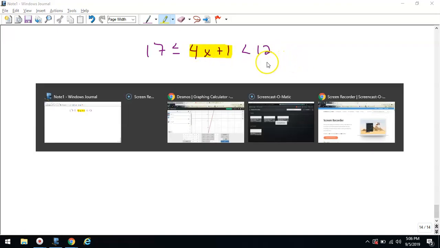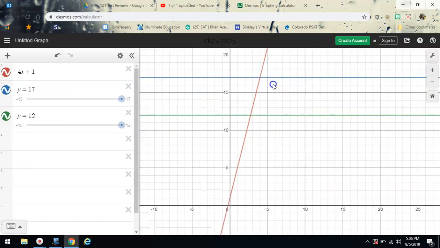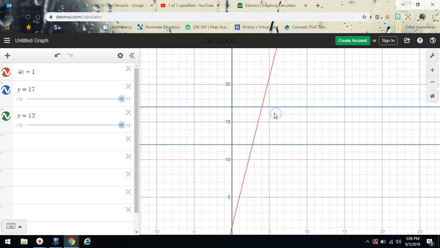So I graphed it on Desmos for you guys. The red line is 4x plus 1, the graph of the function 4x plus 1. The blue line is y equals 17, and the green line is y equals 12, okay? So I want to know, where is this line less than 12, which is going to be below here, and where is this line greater than 17, which is everything above.